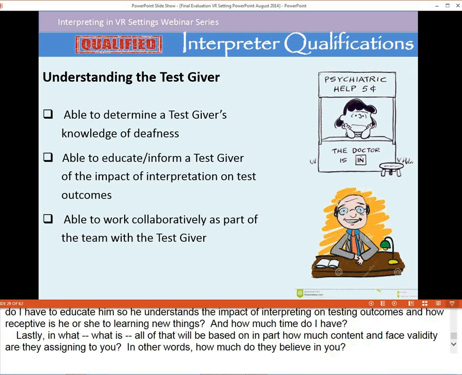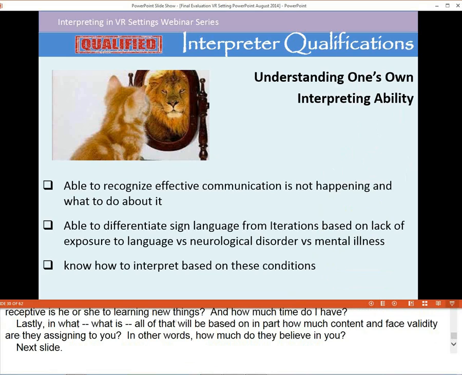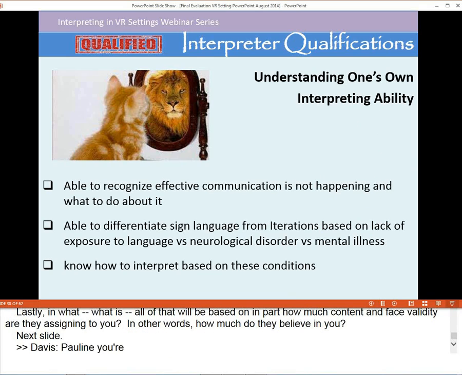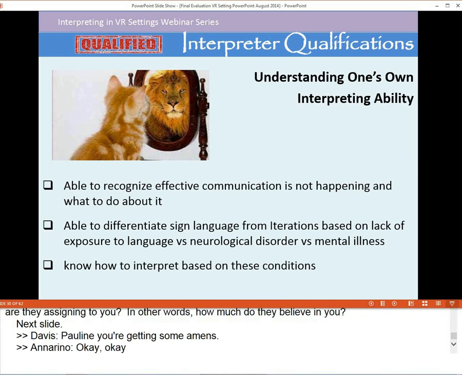Next slide. Pauline, you're getting some amens. Okay. Let's take a quick read of this slide. Next interpreter qualification, knowing oneself. Take a moment.